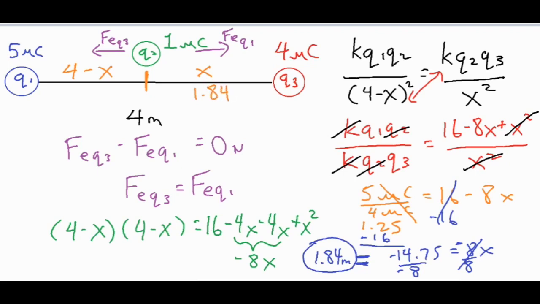And if we take 4 minus that x, then we get 2.16. And because that 5 microcoulombs naturally has a greater electric field, it's going to be a little bit farther away than the 4 microcoulombs. That's going to need to be a little bit closer to have the same influence that the 5 microcoulombs has and balance out the forces so the Q2 stays at rest.